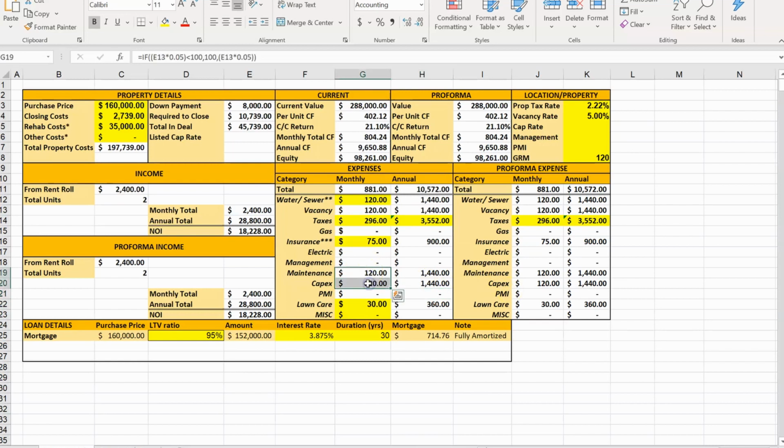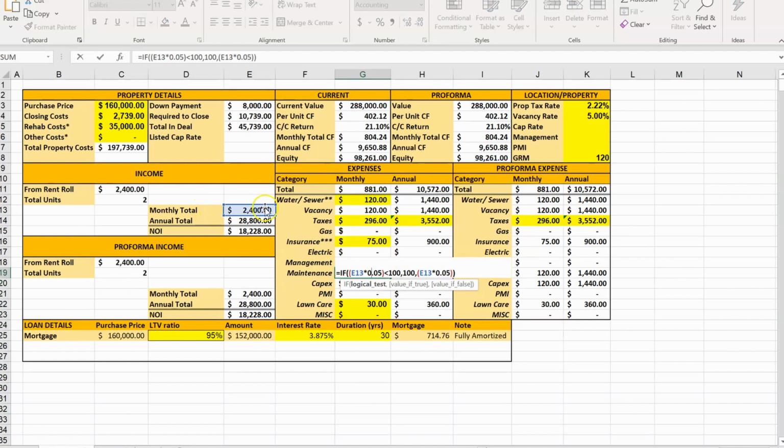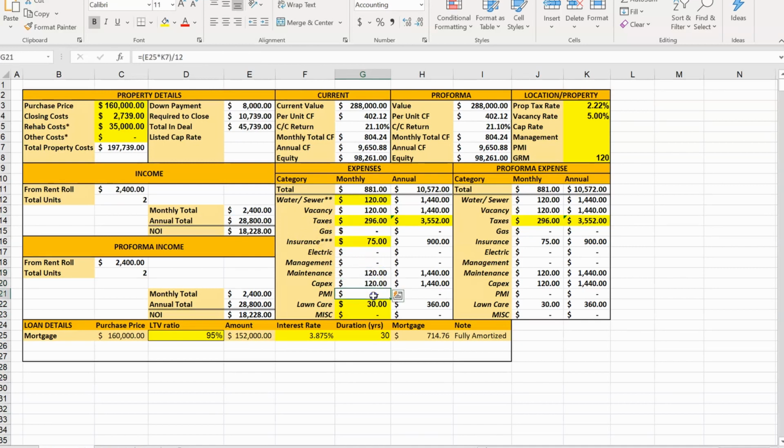So maintenance and CapEx will be 5% of the total monthly revenue for each, no less than $100. So say we're only bringing in $1,800 a month, 5% of that would be less than $100, so we round up to 100. So that's $120 for each of these. There's no PMI on this loan. Lawn care for this property will be around $40 a month, but it's only for a portion of the season, so I just lower it down a little bit.